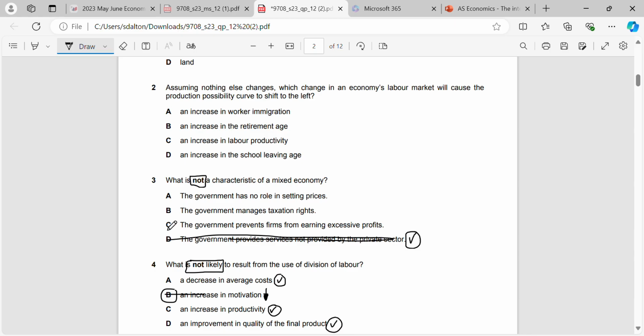Government prevents firms from earning excessive profits. Again, that is a characteristic of a mixed economy. They can use regulation, or they can create competition laws and regulatory requirements in order to stop the monopolies from earning supernormal profits. And they also do manage the taxation rights, because the government will be there managing and collecting revenue and spending money on society, but they do not have a role in setting prices. In a mixed economy, we still leave that role up to the price mechanism or the market mechanism.